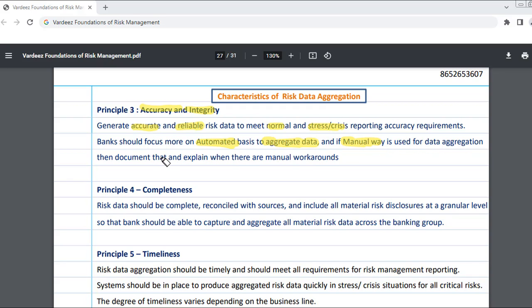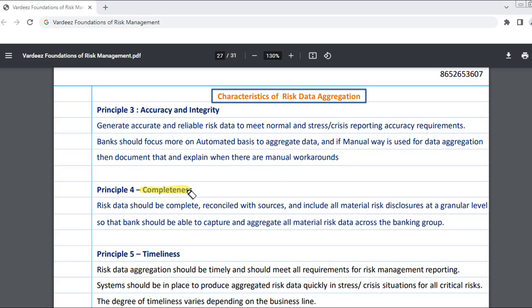And whether manual or automated, whatever way you use to aggregate the data, document that and explain when there are manual workarounds. If you're manually aggregating your risk data, then you need to document as well as explain why the manual way was used as opposed to the automated one.